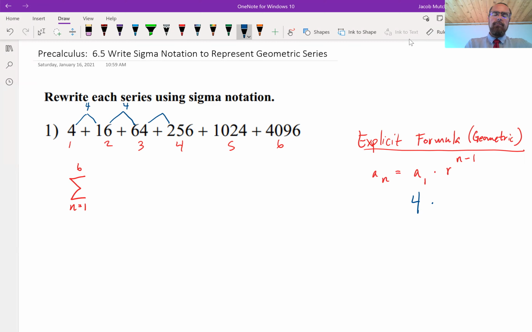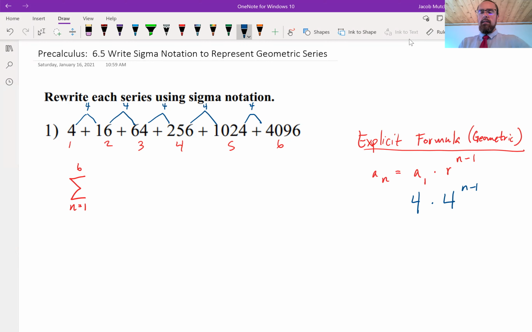And the numbers are getting very large. 256 divided by 64 is 4. 1,024 divided by 256 is 4, and 4,096 divided by 1,024 is 4. So definitely my common ratio, my r value here, is 4, to the power of n minus 1.